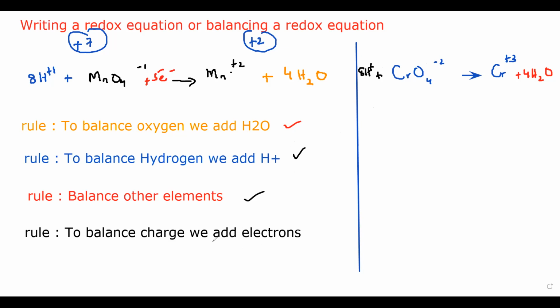Then to balance the charge, we add electrons. So what is the charge here? Plus 1 and minus 2. So the charge is plus 6. And the charge is plus 3 because water is neutral.